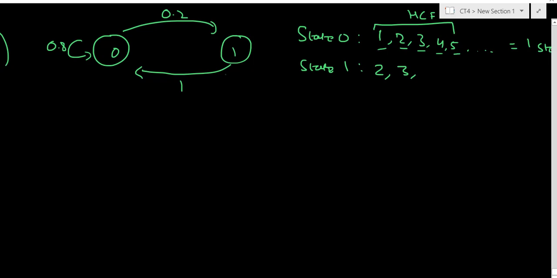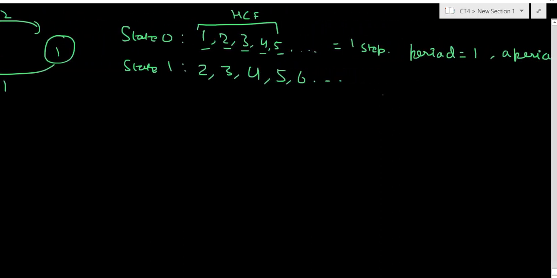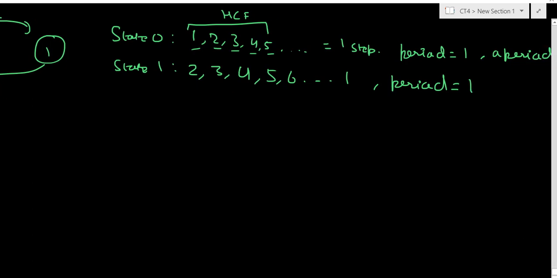Is it possible after 4 steps? Yes, it is. If you are in 1, you can go from 1 to 0 and then you can stay in 0 for 1 step, stay in 0 for another step and then come back to 1. Okay, so that would be 4, 5, 6. Now again the HCF of all of these is the period, which is just 1, right? Because there is no common factor of all of these constants, right? So the period is 1. So this is again aperiodic.